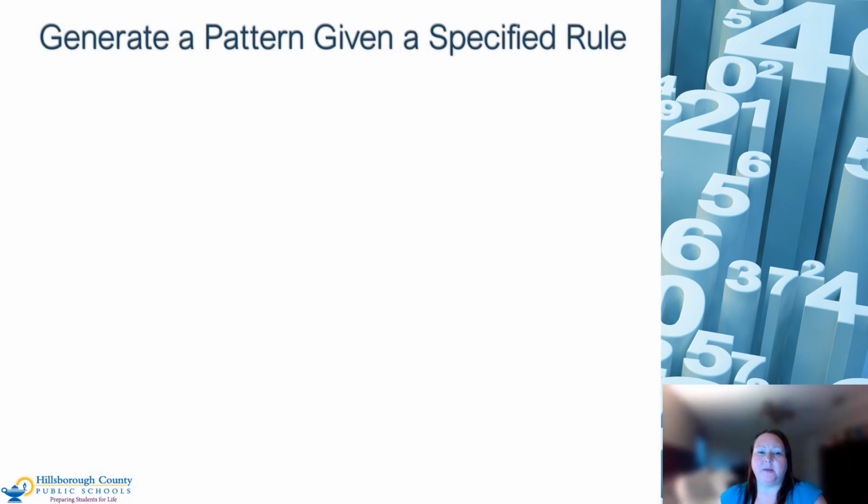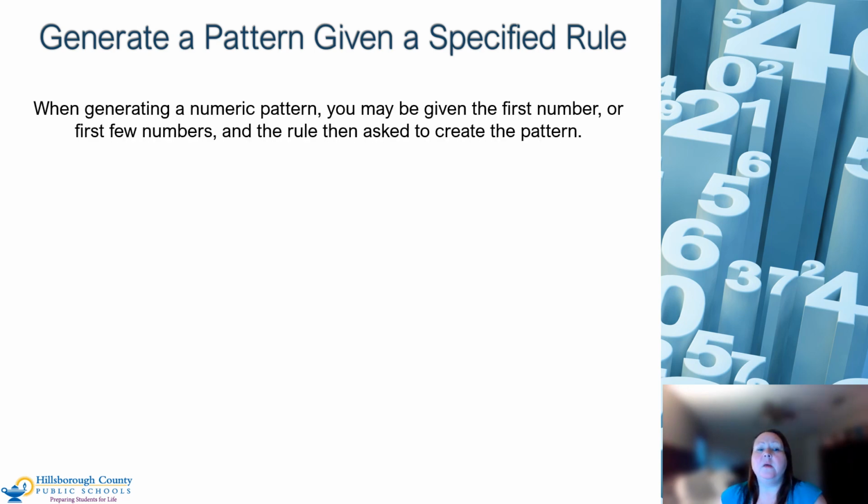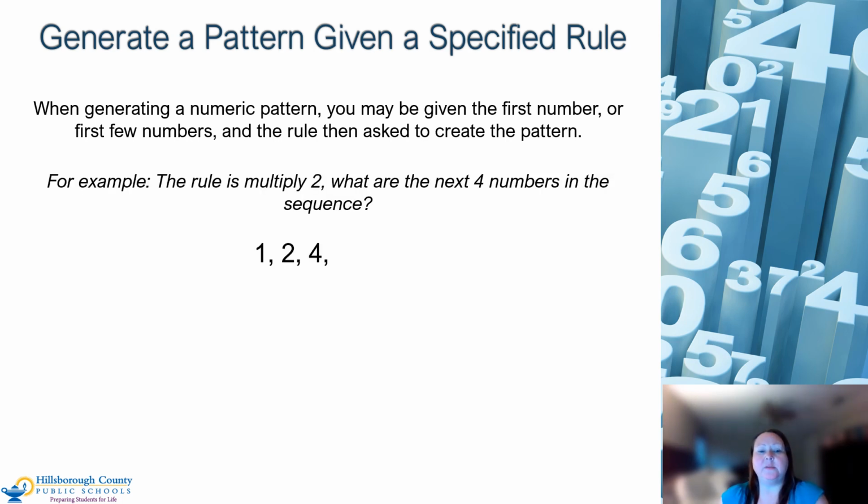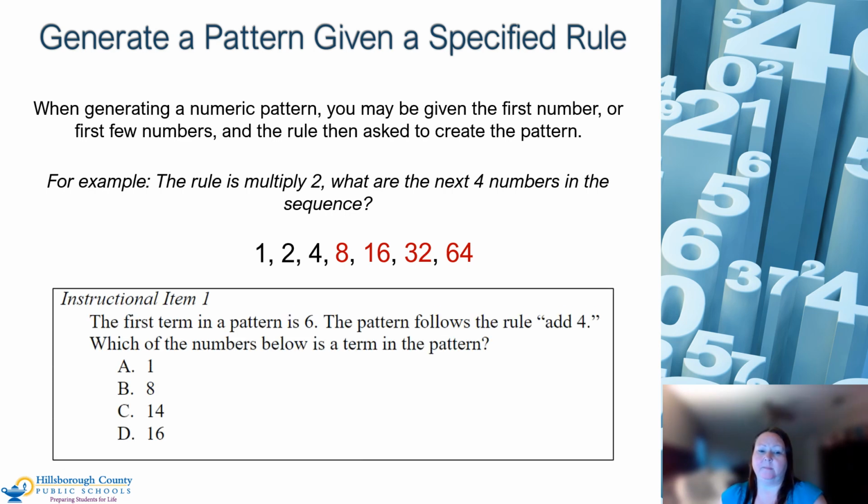In 4th grade, as we discussed before, we are also generating a pattern given a specific rule. So when we're generating a numeric pattern, you may be given the first number or first few numbers and the rule, then asked to create that pattern. So here's an example. The rule is multiply by 2. What are the next 4 numbers in the sequence? So I know 1 times 2 was 2, 2 times 2 was 4, so I need to continue that and keep multiplying by 2 to show that pattern.